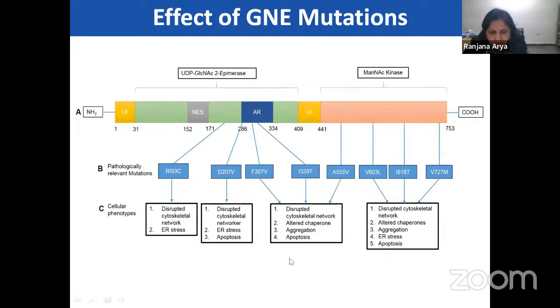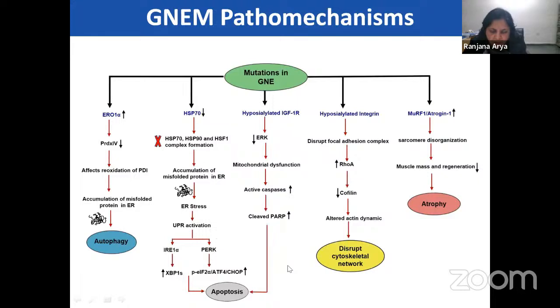And as I said, even patients with the same disease can have a different phenotype, and drug development could focus on that aspect. So we have identified various mechanisms leading to autophagy, apoptosis, and cytoskeletal network changes, as well as muscle atrophy, that are affected in these.